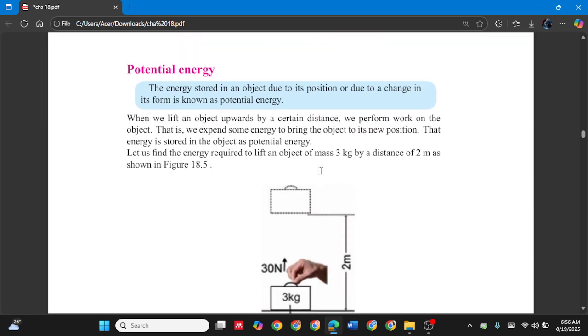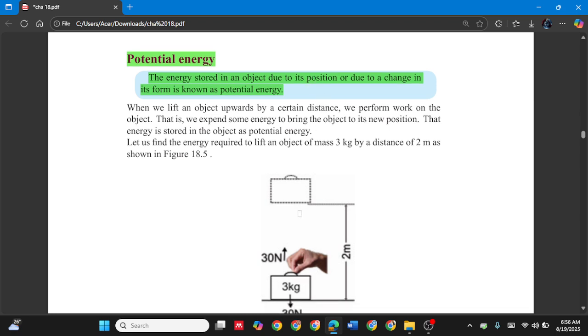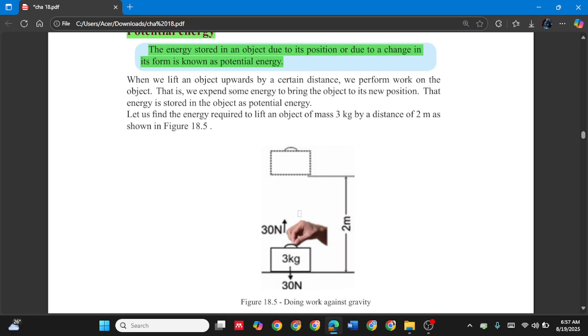Okay, now let's come to the next type of energy, potential energy. After writing the topic potential energy, write this one below. The energy stored in an object due to its position or due to a change in its form. When we lift an object upward by a certain distance, we perform work on the object. That is, we expend some energy to bring the object into a new position.